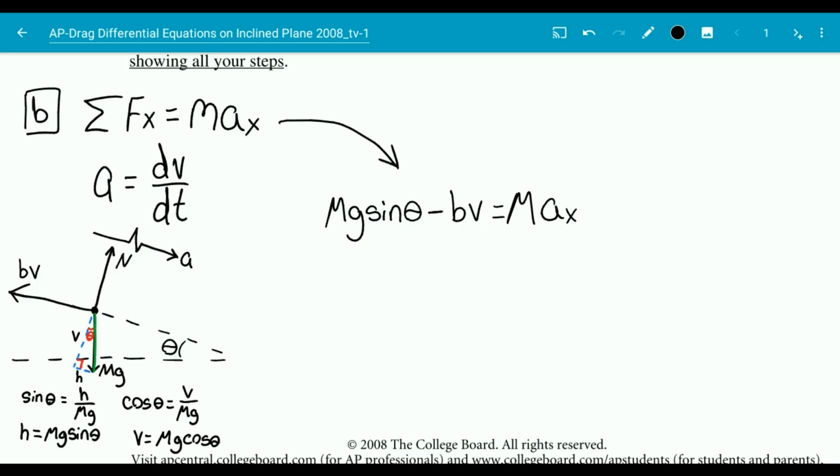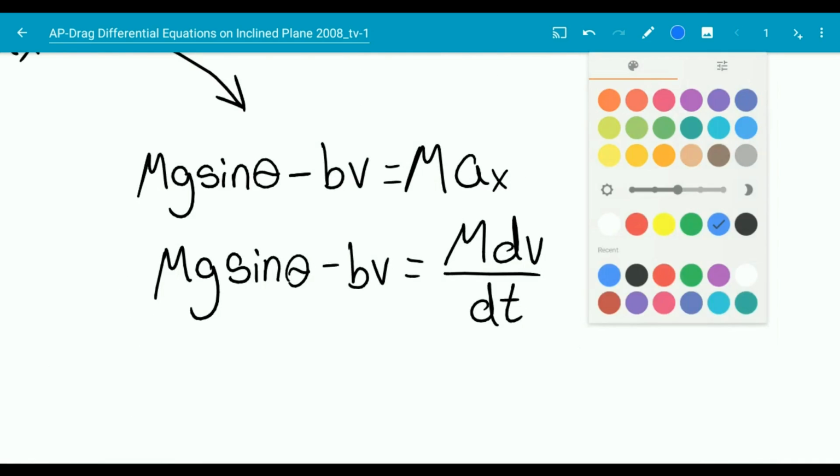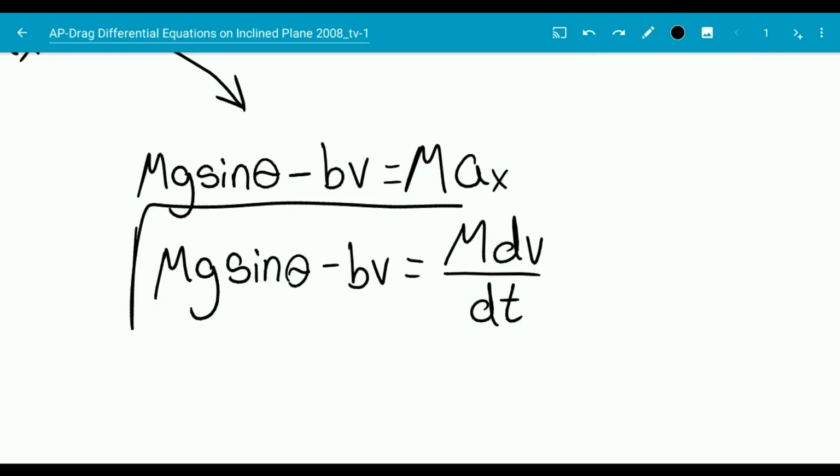Well, like we said earlier, acceleration is dv over dt. A equals dv over dt. So we can rewrite this and say mg sine of theta minus bv has to equal m dv over dt. I just multiplied dv over dt times m. And so that's our differential equation. Remember I said earlier, a differential equation has the variable and the derivative of that variable. We have our variable and then the derivative of that variable. And so there is your differential equation.